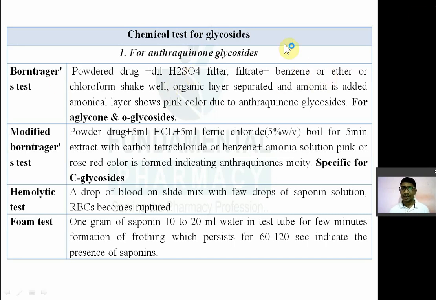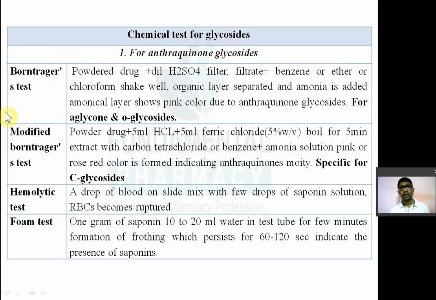So what do you mean by anthraquinone glycosides? Anthraquinone glycosides will have anthraquinone in the structure, anthracene ring plus 2 ketone groups. Those glycosides which will have anthraquinone structure in their molecule are known as the anthraquinone glycosides. Now there are 2 tests for anthraquinone glycoside. First one is the Borntrager test and second one is the modified Borntrager test.